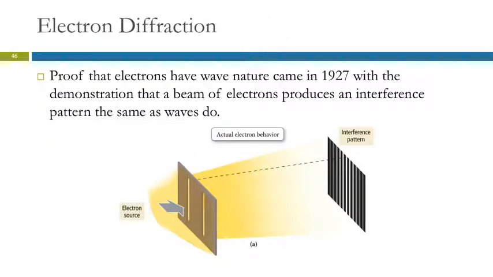So here we have electron diffraction. You need some sort of an electron source, and you're shooting the electrons at this barrier that has two different slits. What is observed is an interference pattern on the detector screen. This interference pattern is very much like the interference pattern seen with light in a double slit experiment. So this was proof that electrons have wave nature. This came in 1927.